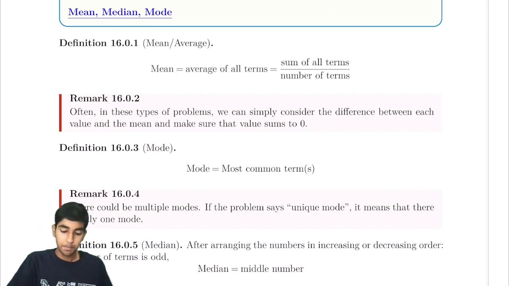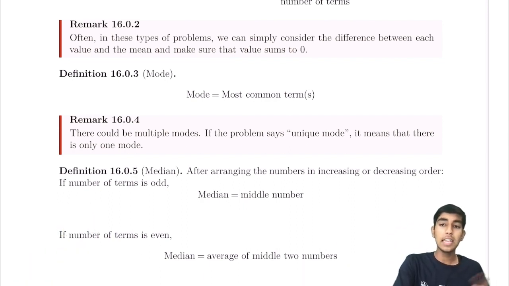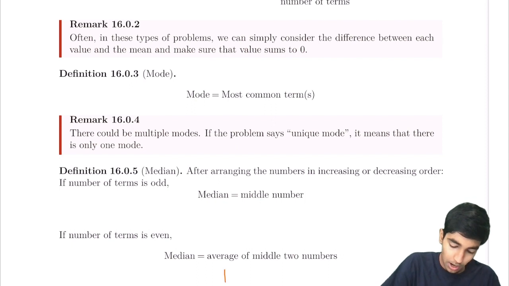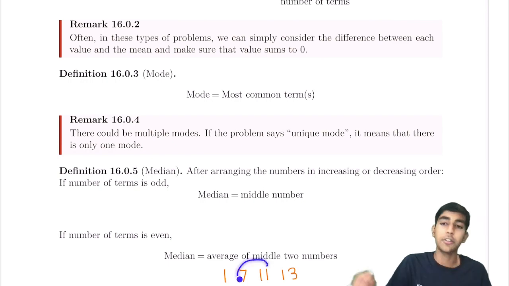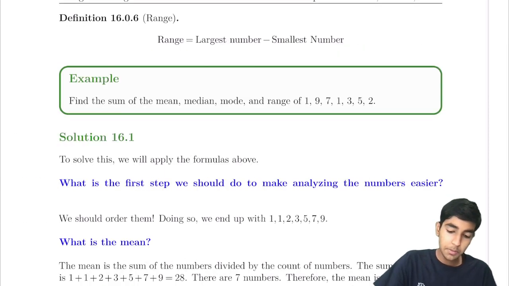Median: if you arrange all the numbers from decreasing to increasing, the median is the middle number if the number of terms is odd. But if the number of terms is even, then the median is the average of the middle two terms, because there's no one middle term. So for example, in this case, the median is the average of these two terms, right? And range is just largest number minus smallest number.